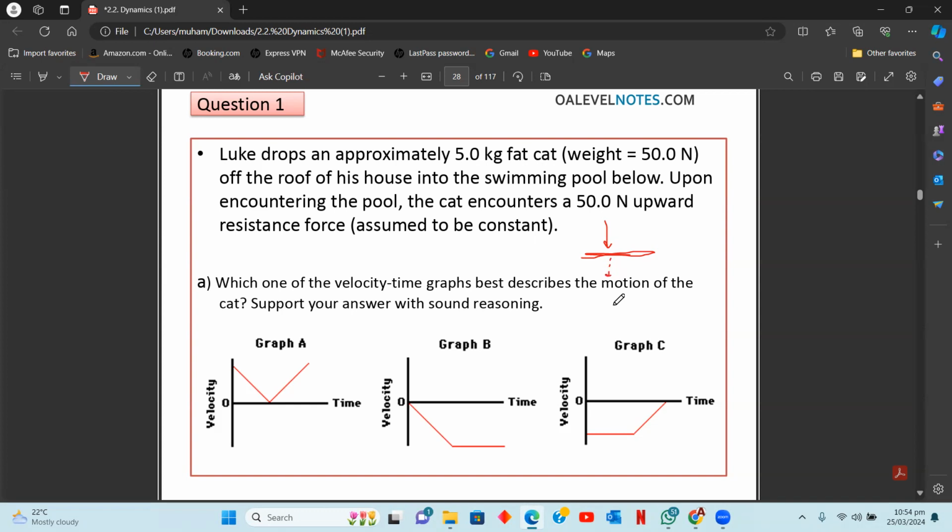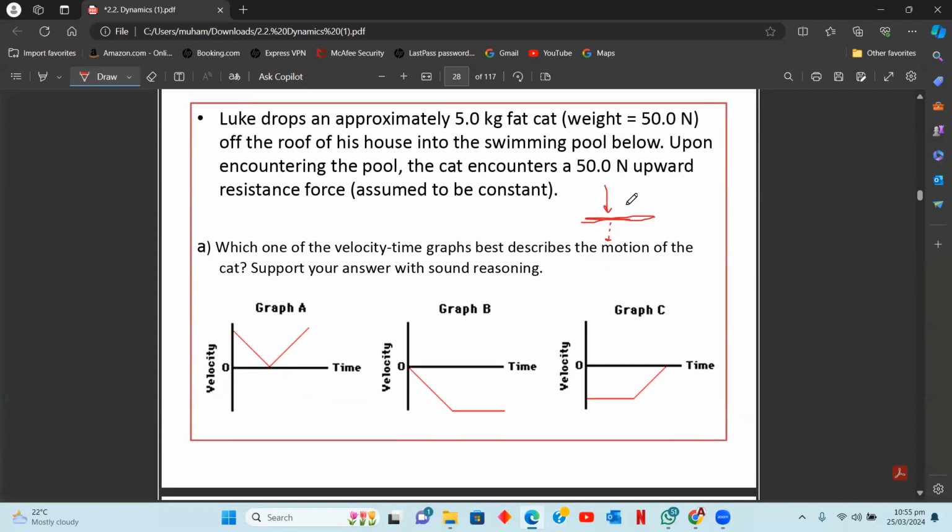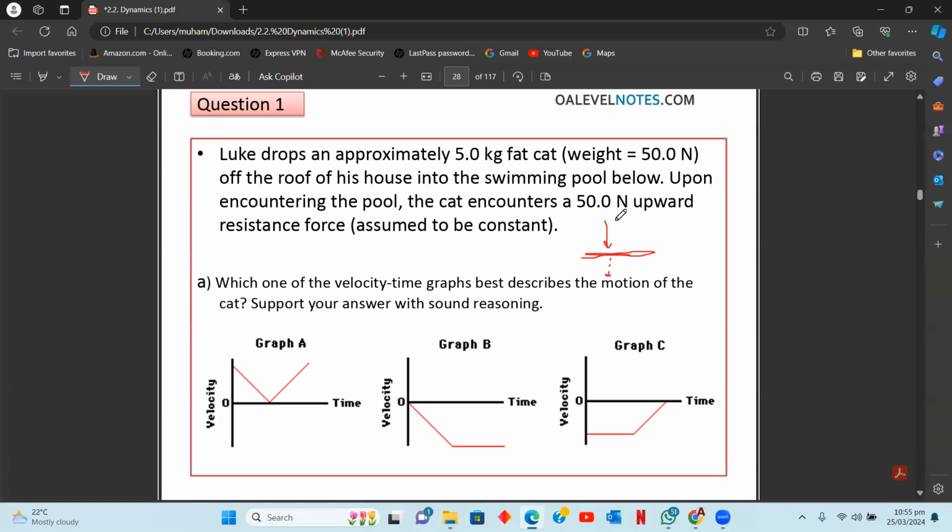Which graph describes the motion? What do you think? You can take some time to think about it. A, because velocity would be decreasing. Velocity would decrease, okay, then because it goes back with 50 Newton upwards, it would increase back again. And in B it's going constant. The cat would encounter a 50 Newton upward force, but when it encounters a 50 Newton upward force, tell me, do you think the cat would bounce off the water?